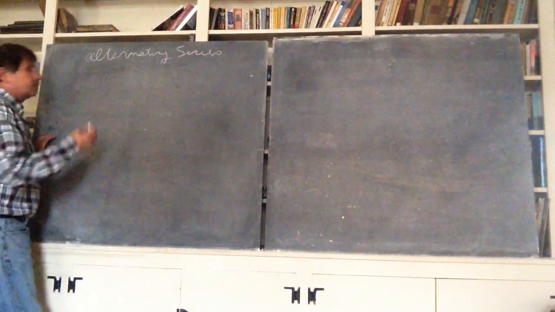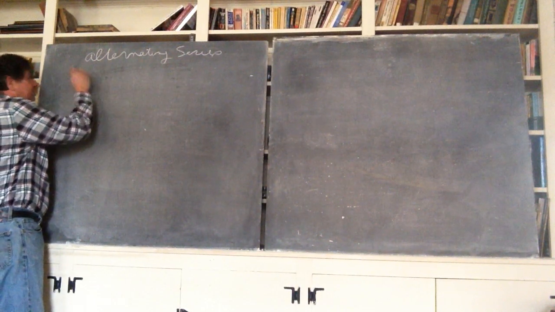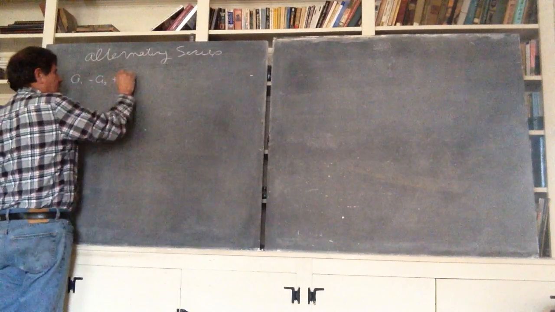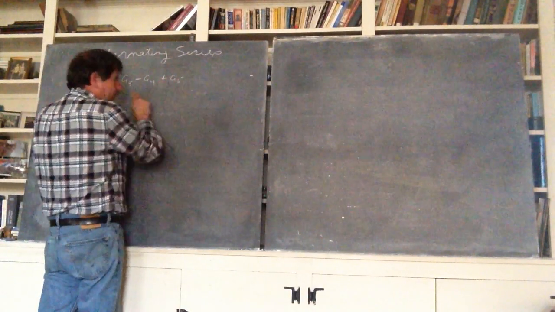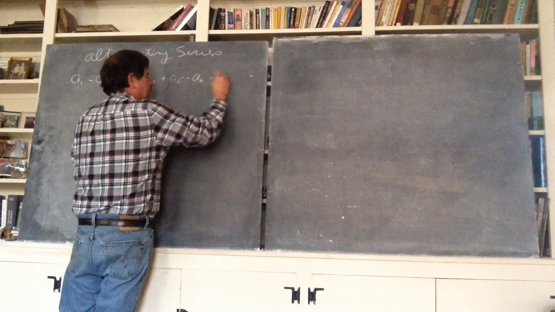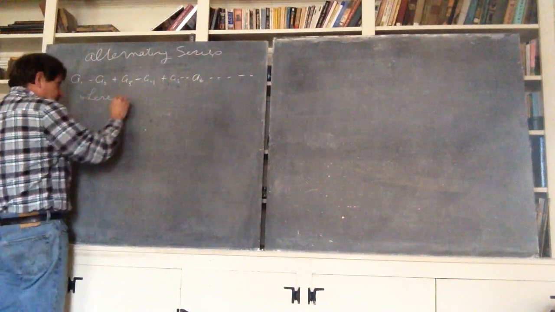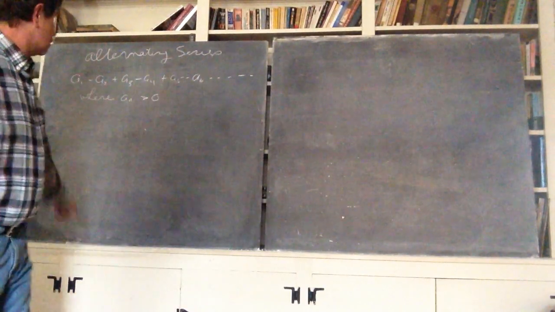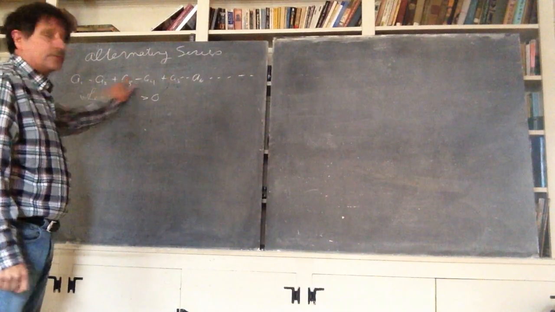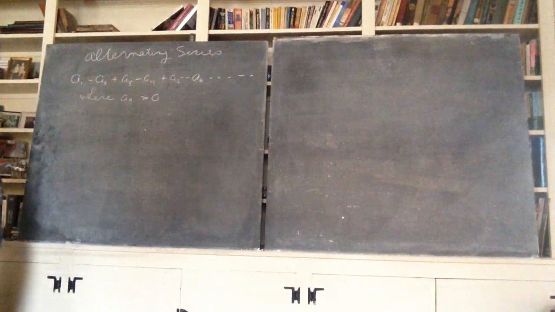So an alternating series is a series where you start out and then you subtract: a3 minus a4 plus a5. The signs are alternating, etc., and each individual a is greater than 0. So we're going to take one and subtract it, add it, and subtract it. So it's an alternating series.